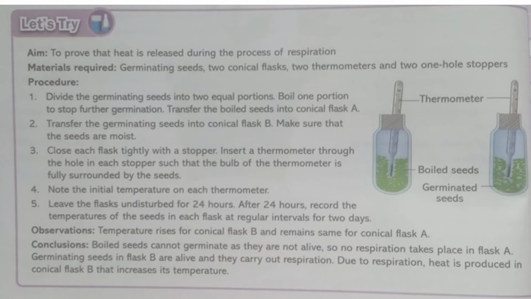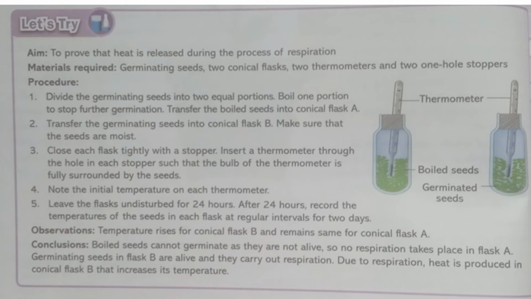Step number 2: the seeds that we have not boiled, transfer the germinating seeds into conical flask B. Make sure the seeds are moist. Now close each flask tightly with a stopper. Insert a thermometer through the hole in each stopper such that the bulb of the thermometer is fully surrounded by the seeds.